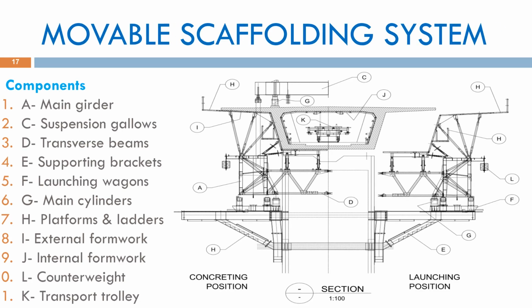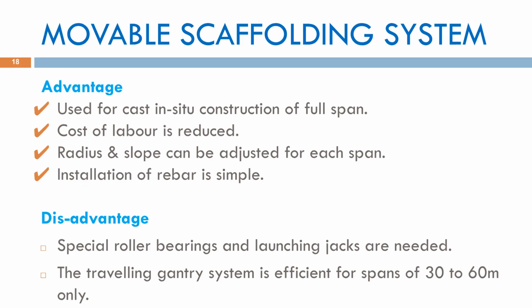This diagram details the various components of the movable scaffolding system. Key elements include the main girders, launching wagons, internal and external formwork, support brackets, and main cylinders, all coordinated to move and support the structure during construction. The Movable Scaffolding System, MSS, offers several advantages in bridge construction. It is mainly used for the cast in situ construction of full bridge spans, ensuring good quality and structural continuity.